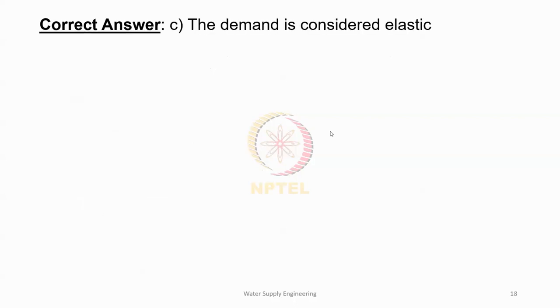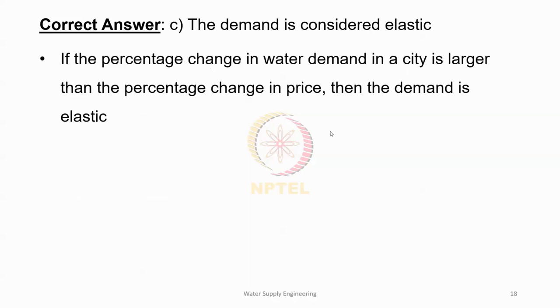Yes, the correct answer is option C. The demand is considered elastic. So if the percentage change in water demand, that is dx by x, is greater than the percentage change in price, dp by p, then the demand is elastic.